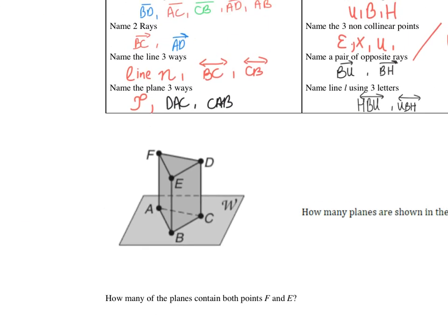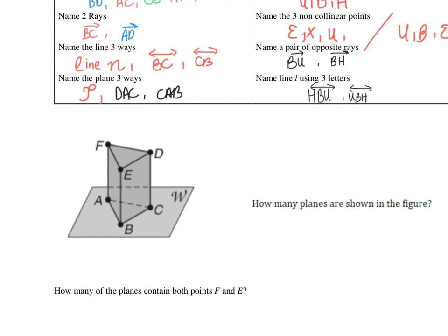Now, how many planes are shown in the figure below? So planes, we can simply count. They're just those little parallelograms or flat spaces. This is an example of a plane. This is an example of a plane. And this is an example of a plane. I've got 1, 2, 3, 4, 5. I have 5 planes.